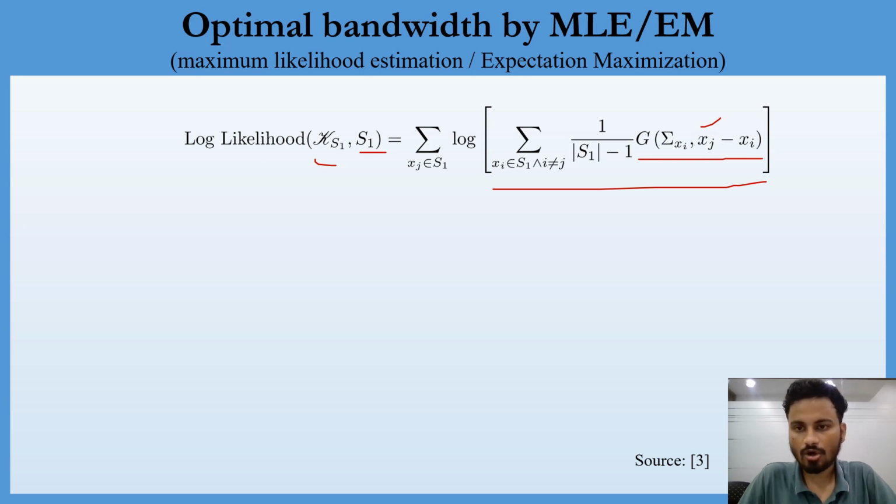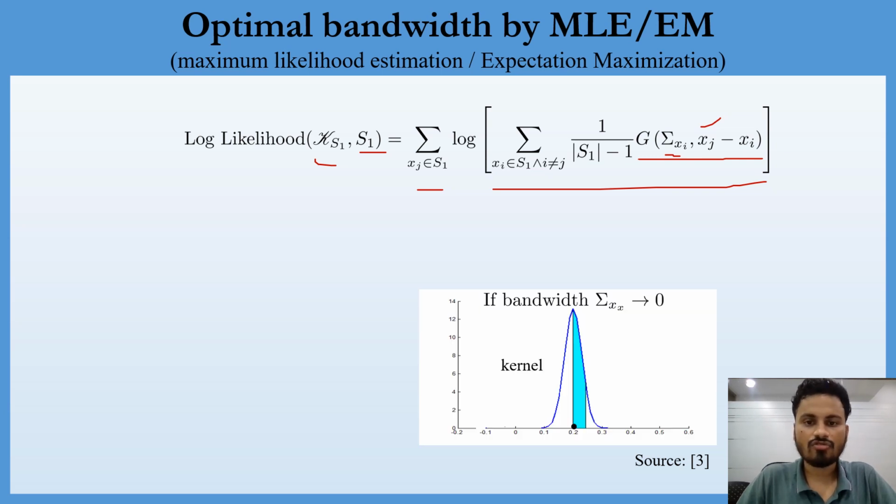So we are multiplying all these density values and we are taking log over them. In this way, we get the log likelihood function. So this is our function. We are going to maximize it with respect to the parameter bandwidth. So bandwidth is the only unknown parameter.